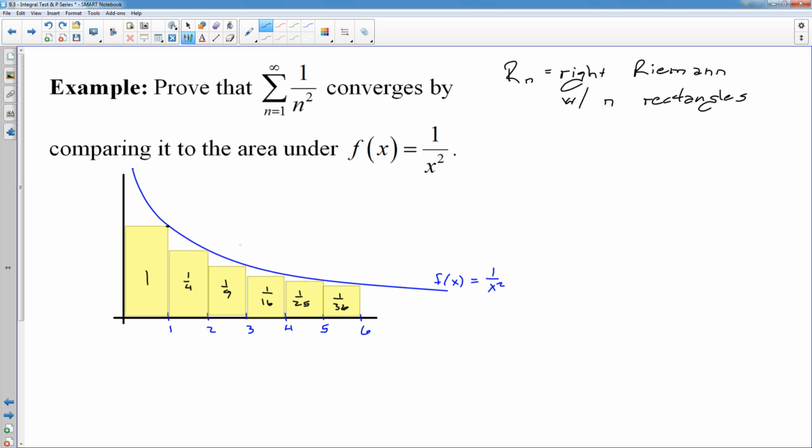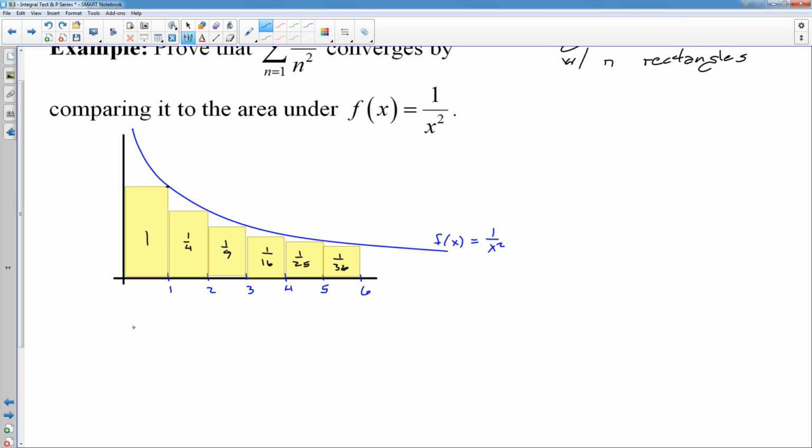So if you look at this one, I've got my curve, and I'm actually using right-handed Riemann sums. And you'll notice that if I did right-handed Riemann sums, my first rectangle has an area of 1, then my next rectangle has an area of 1/4, my next rectangle has an area of 1/9, my next rectangle has an area of 1/16, so on and so forth. You can see that that right-handed Riemann sum actually is the same series as the sum as n goes from 1 to infinity of 1 over n squared. So the right-handed Riemann sum will give you the series.